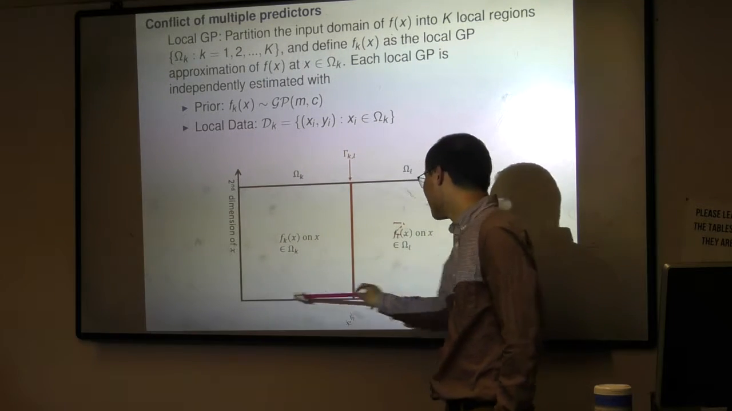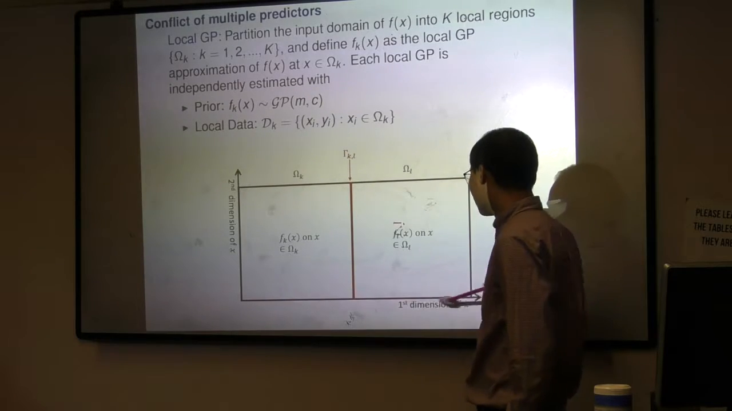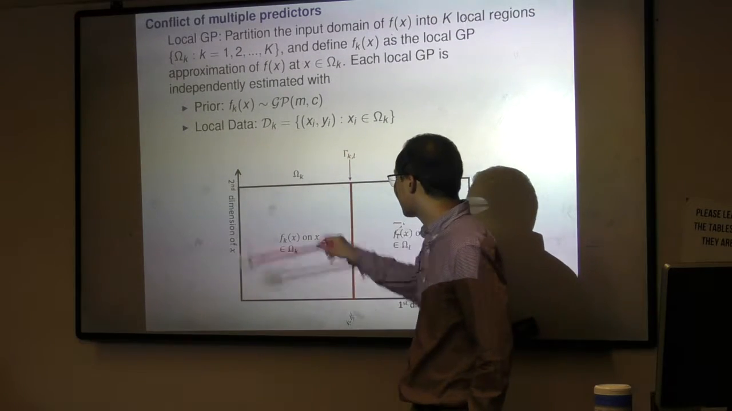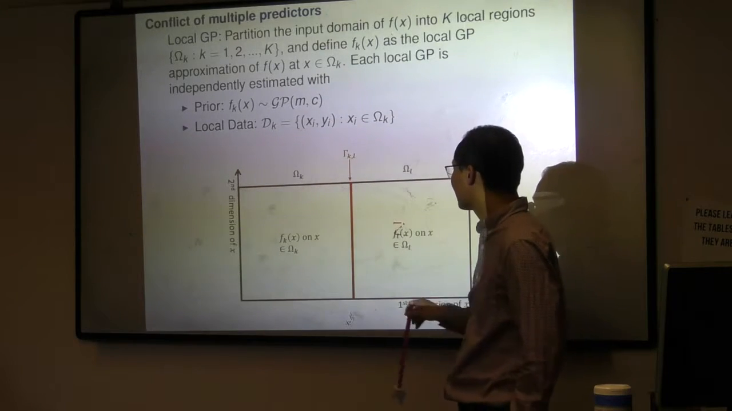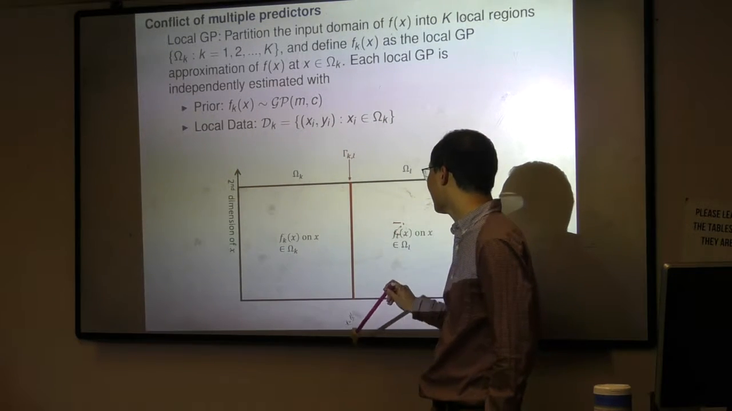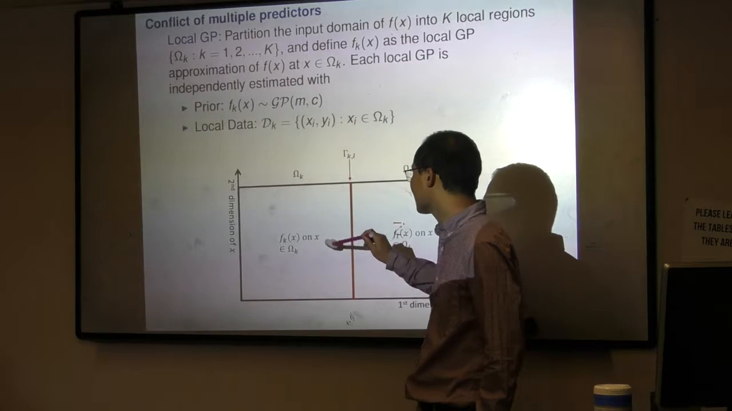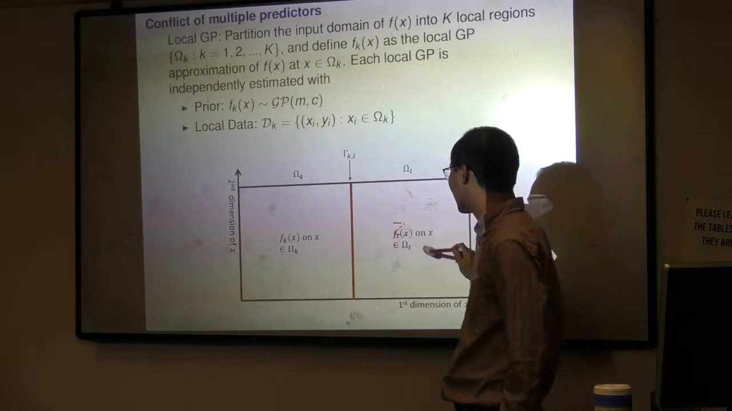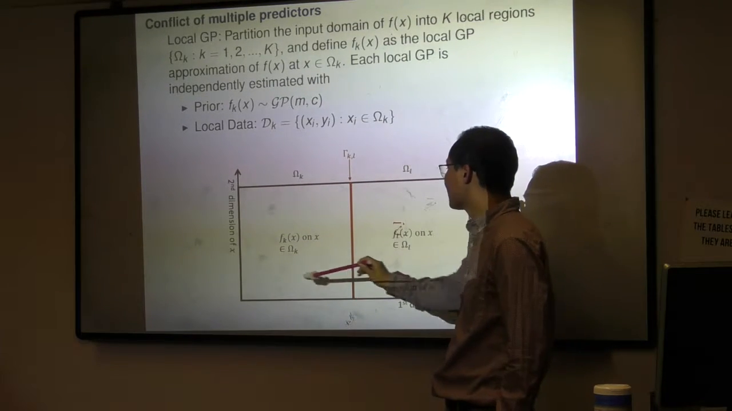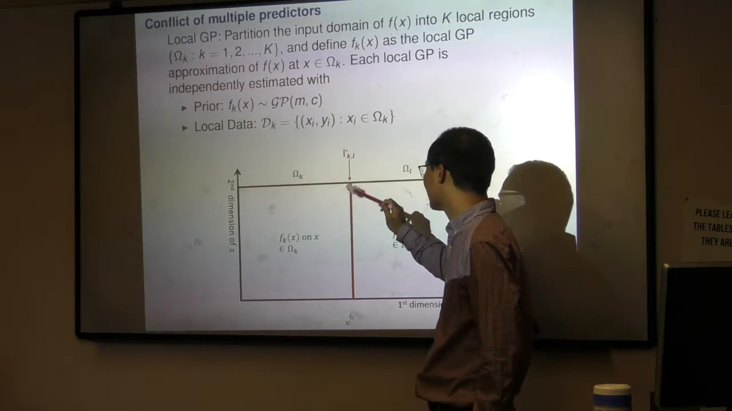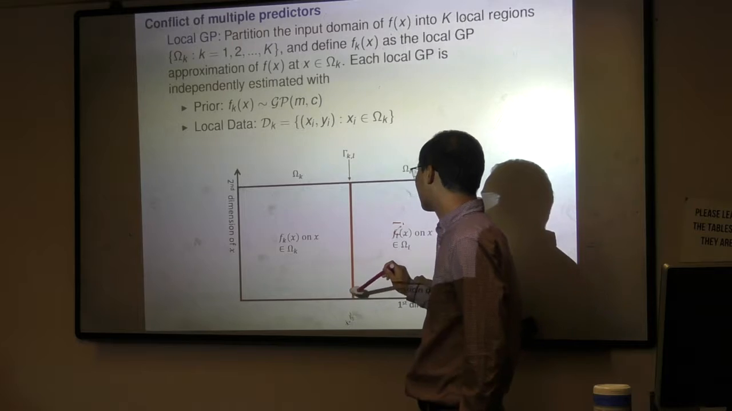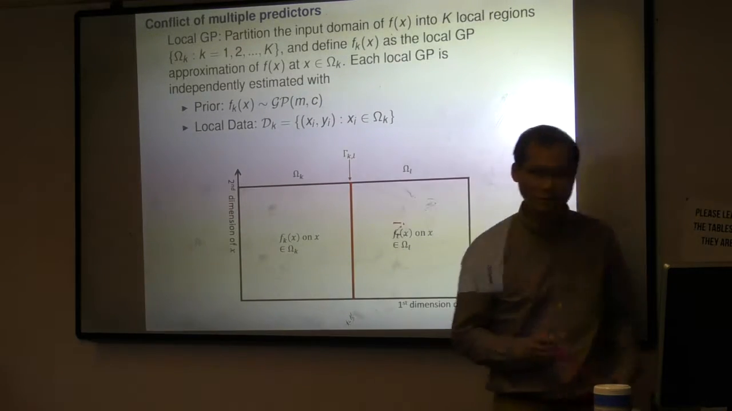If you have a two-dimensional data set, this is the first dimension of x, and this is the second dimension of x. If you have a rectangular domain of the function, you can partition it along this boundary, and then you have one data set here and the other data set here. So you have one prediction and another prediction, and you have a problem of conflicting predictions along this boundary.